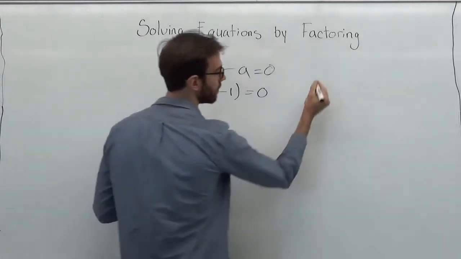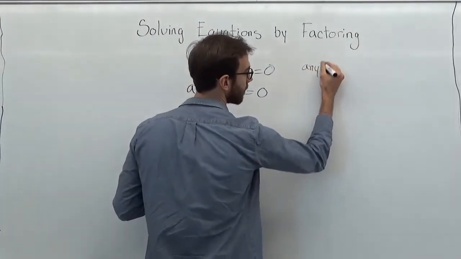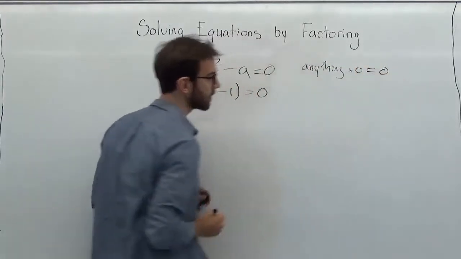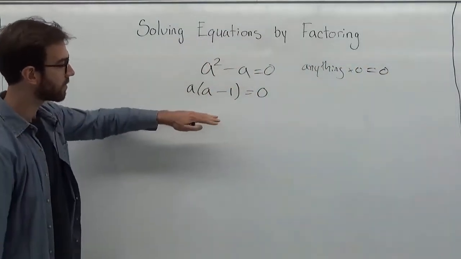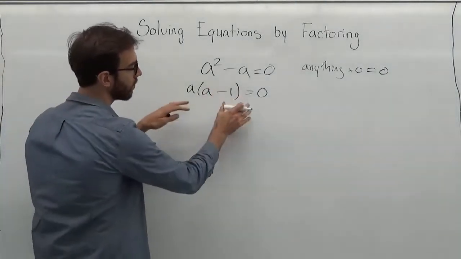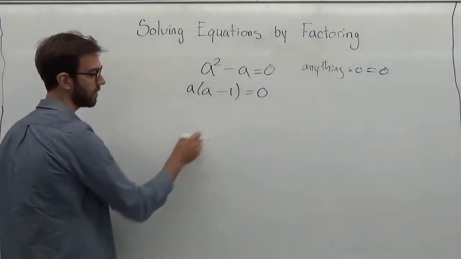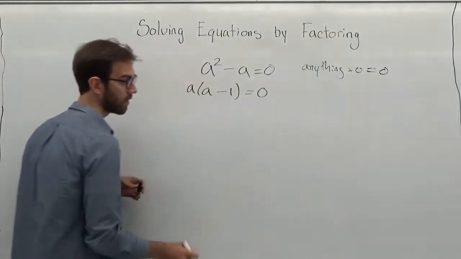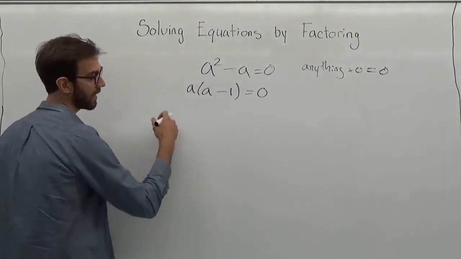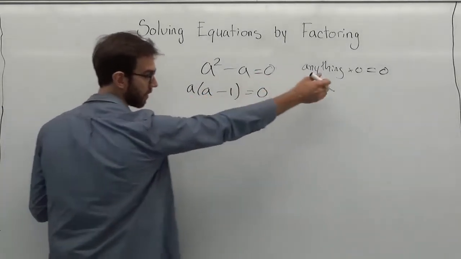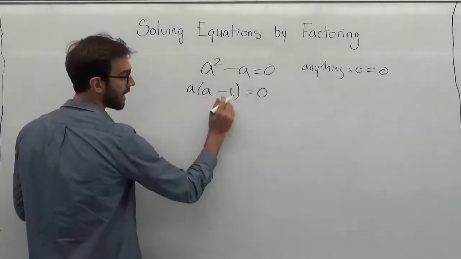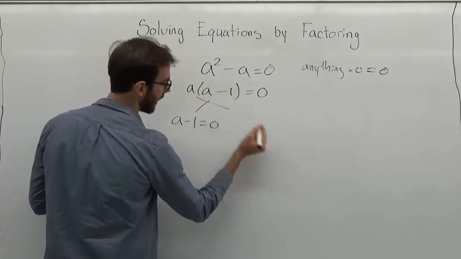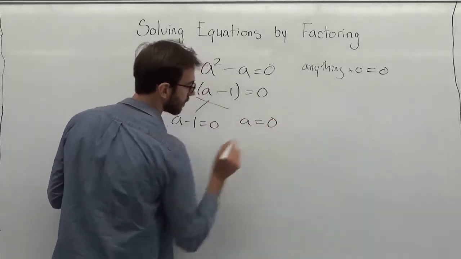Now to do this, we'll use the idea that anything times 0 is equal to 0. So we use that to essentially break this apart into, instead of solving one equation, we're solving two equations, because we're saying that anything times 0 is equal to 0. We have a 0 here, and that means that anything here times 0 could be equal to 0. So it could be that a minus 1 is equal to 0, or it could be that a is equal to 0.